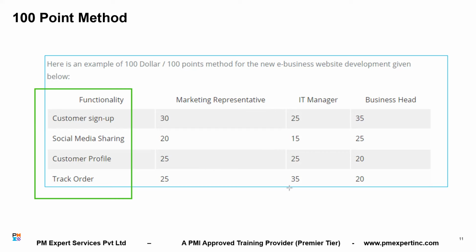Let me write first before I share. No, I have written it, I have it in front of you. We can guide you on what all requirements are there. But if I share my screen, I will stop seeing your screen. So you can take a picture of this. Social media share. Customer profile, track.